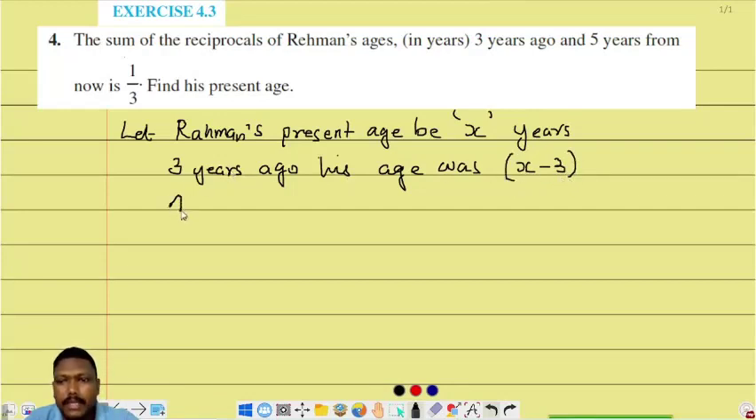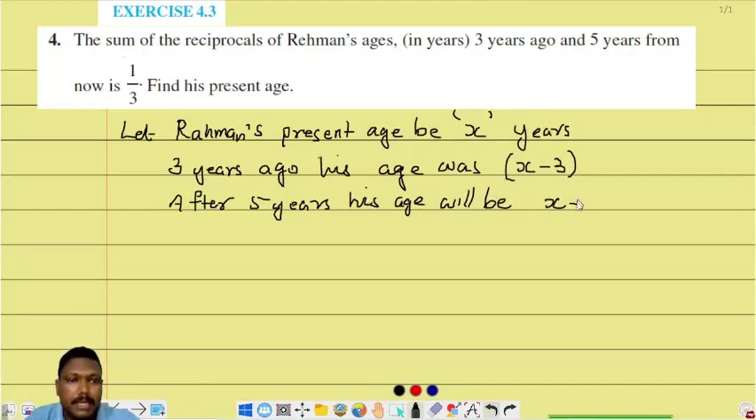Now after 5 years, his age will be how much? 3 years ago it was x minus 3, so you have to subtract 3. But after 5 years means you have to add, so that means x plus 5. So after 5 years his age will be x plus 5 years, and 3 years ago his age was x minus 3 years.